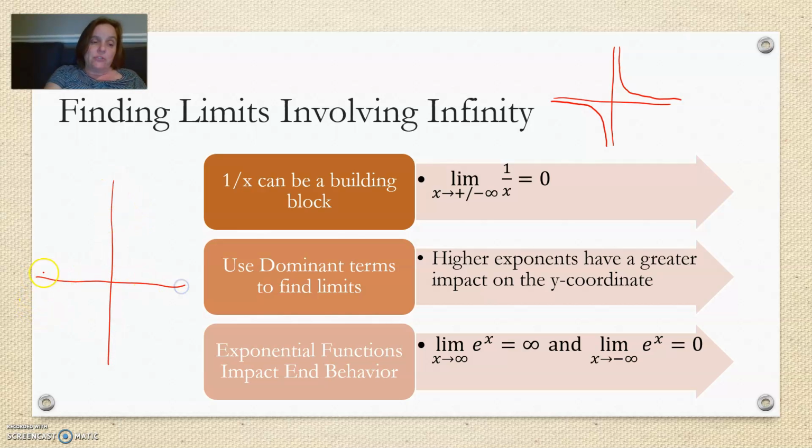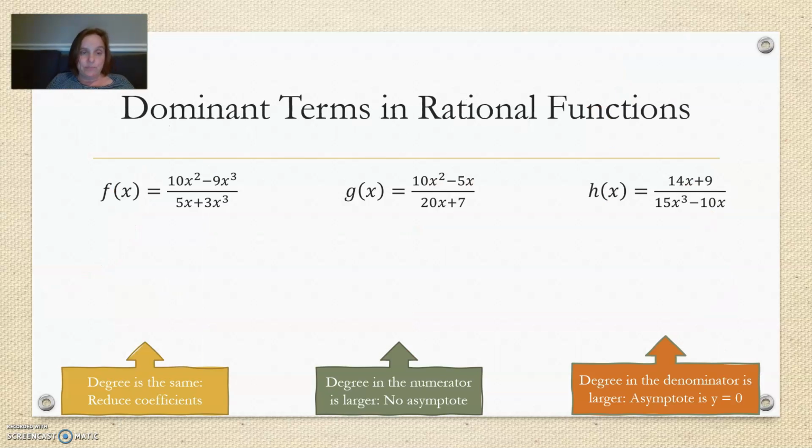The e to the x graph starts off very, very small and then shoots quickly up to infinity. So as you're going out towards negative infinity, e to the x has almost no impact and would not be a dominant term. But as you're approaching positive infinity, e to the x is a dominant term, even more so than something like x to the 10th would be.